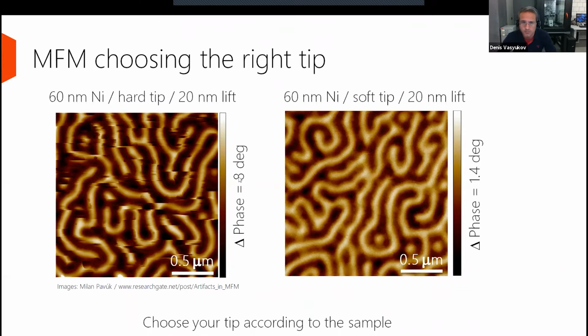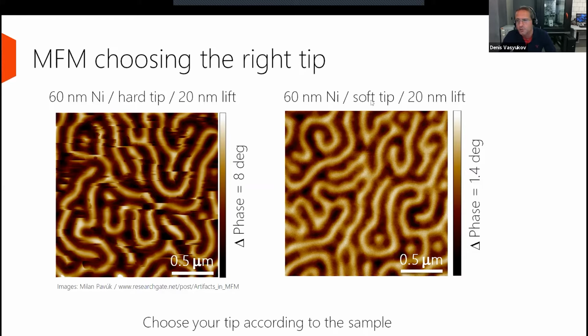That is a very significant phase difference in MFM. But you also see there are these imaging artifacts. His domains, the main structure, are being affected by the tip. So the domains are moving. It's not a stable situation for the imaging.